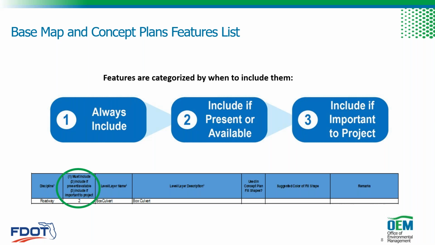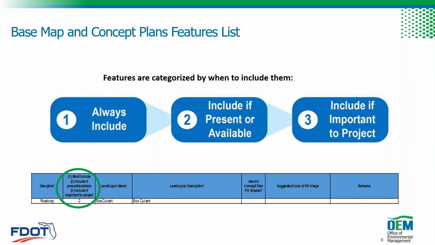When creating base maps and concept plans, it is helpful to categorize what information should be included on the maps. So we first started by pulling all of the layers or levels that are currently in the CAD manual, and to provide graphic consistency between the projects and to facilitate a seamless transition of CAD files into the design phase, we took that master list and created this features list that then can be applied to base maps and concept plans.